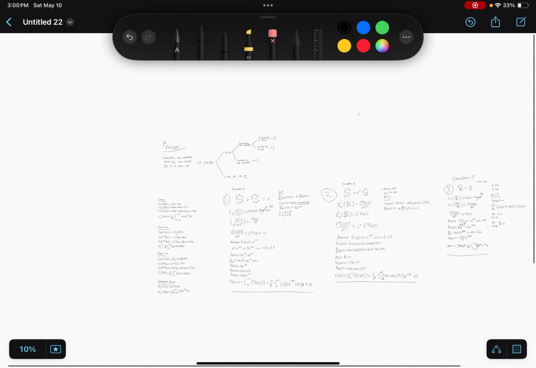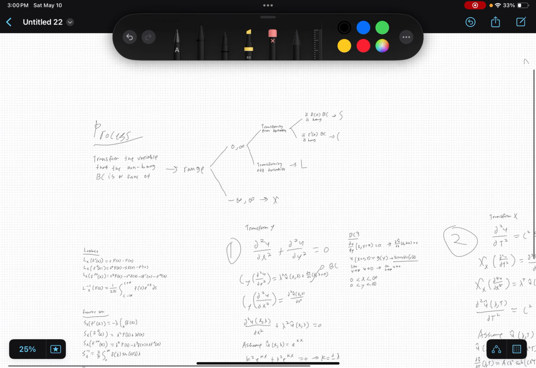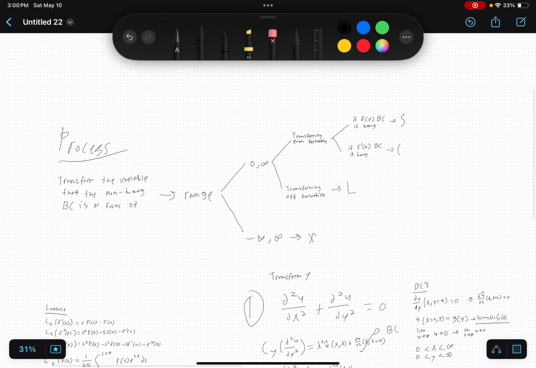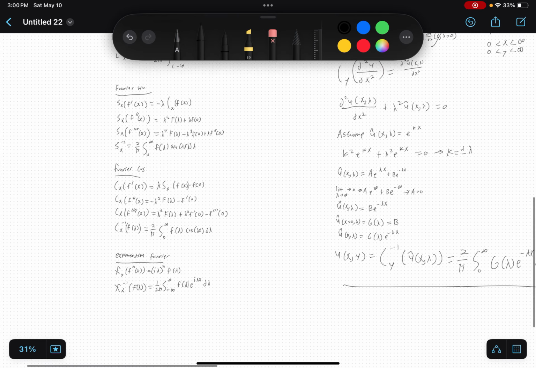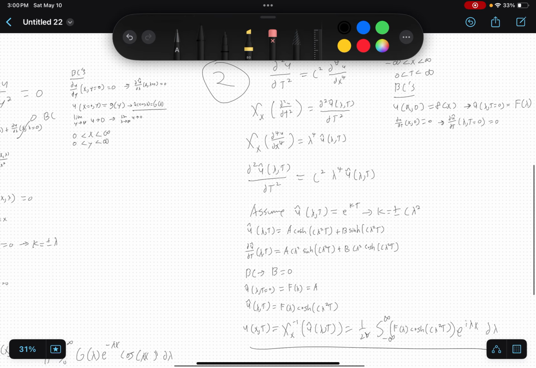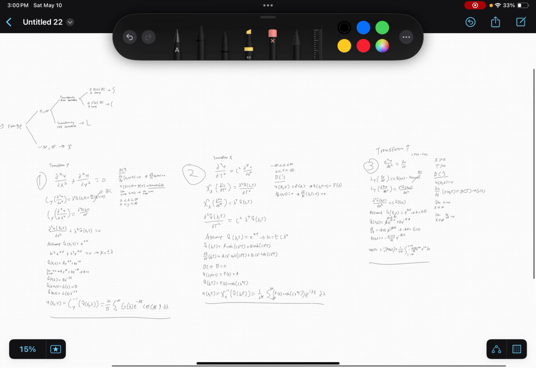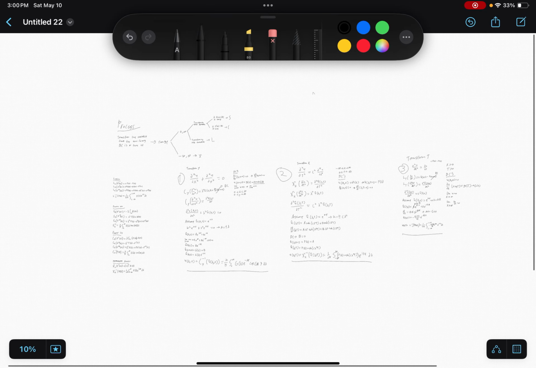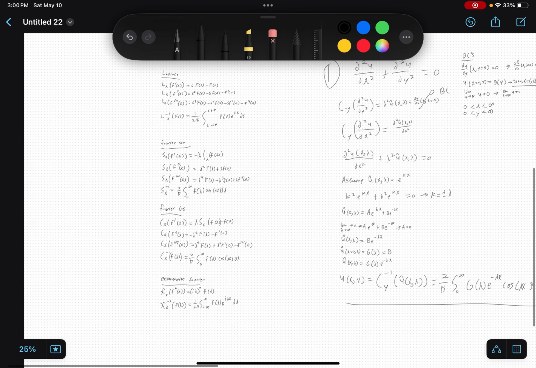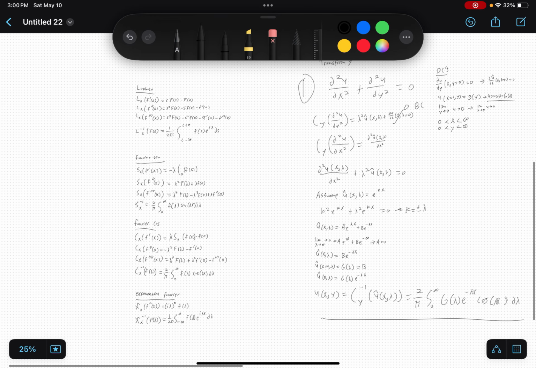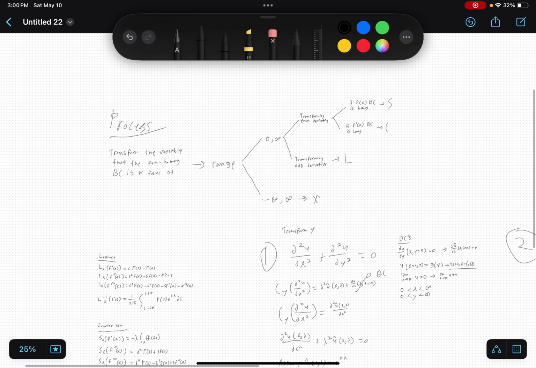So that is how you pick which transform you're using to solve a differential equation and what each transform is. And here's a couple example problems also. And they're really not that bad. Cool.